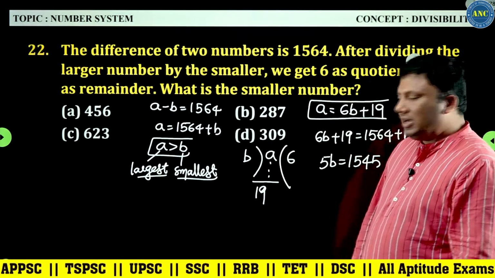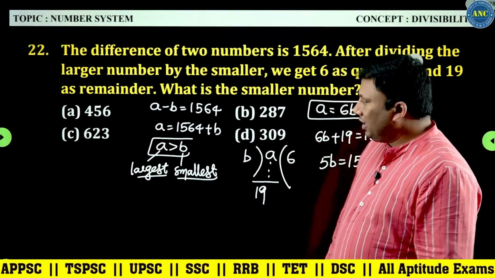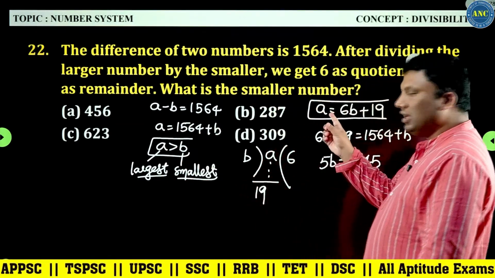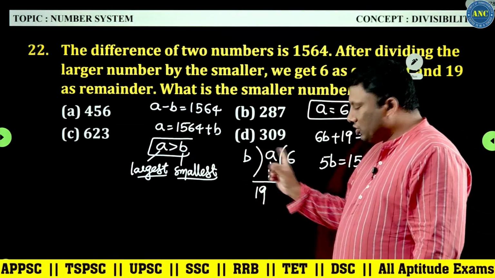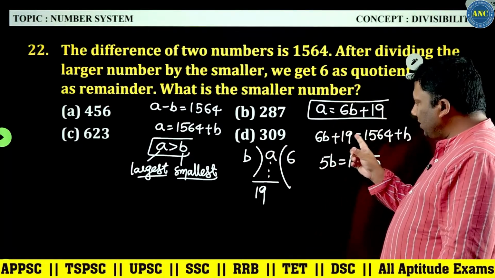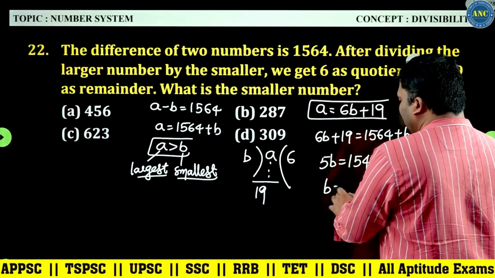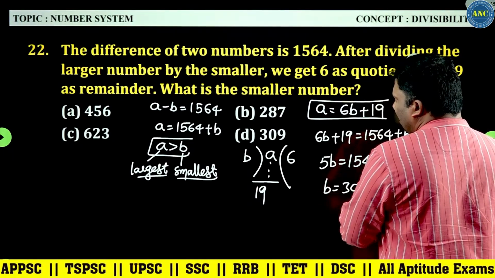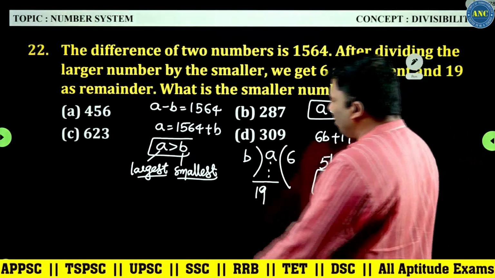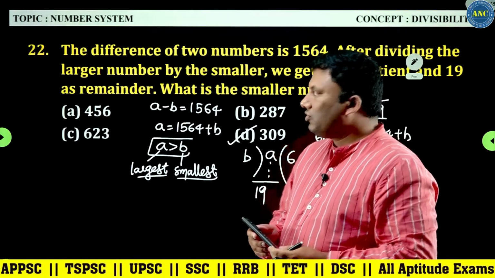Are you all with me? Dividend is divisor into quotient plus remainder. A is 1564 plus B, and A is 6B plus 19. So 6B plus 19 is 1564 plus B. So the B value will be 1545 divided by 5, which is 309. What is the question? The smallest number. The smallest number value is 309.